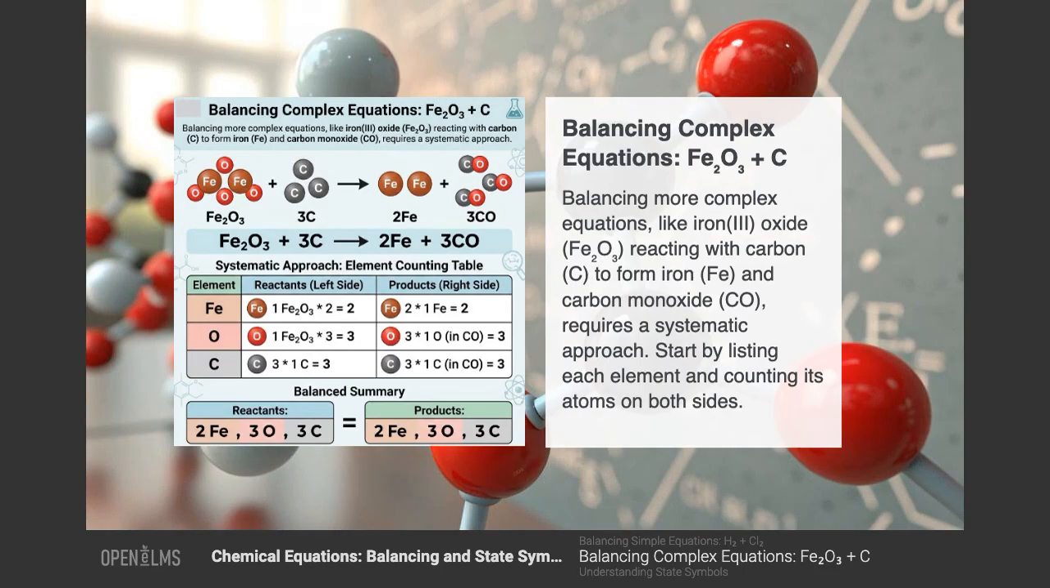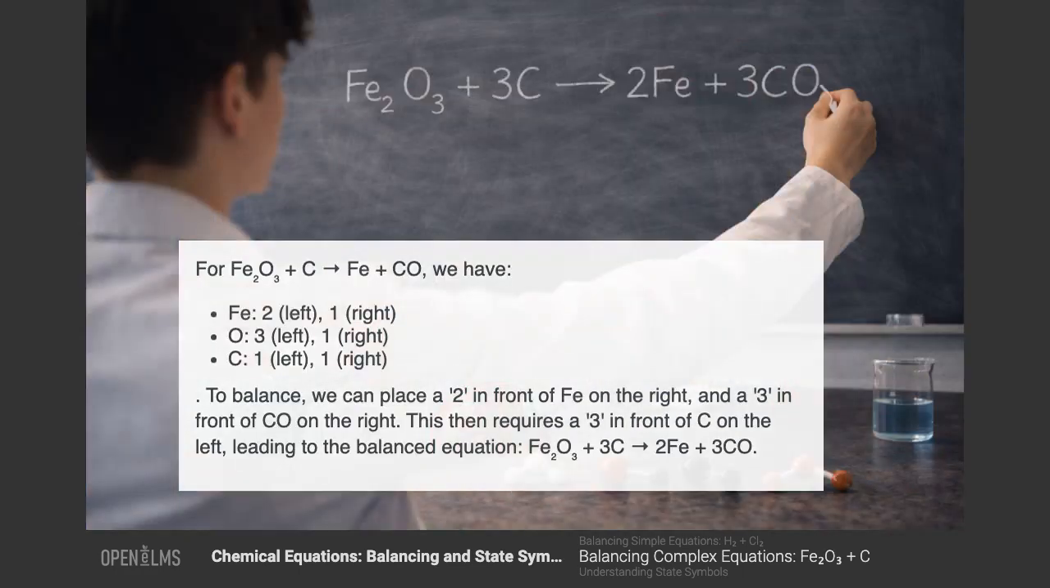Balancing complex equations, Fe2O3 plus C. Balancing more complex equations like iron 3 oxide, Fe2O3, reacting with carbon, C, to form iron, Fe, and carbon monoxide, CO, requires a systematic approach. Start by listing each element and counting its atoms on both sides. For Fe2O3 plus C gives Fe plus CO, we have Fe 2 left, 1 right; O 3 left, 1 right; C 1 left, 1 right. To balance, we can place a 2 in front of Fe on the right, and a 3 in front of CO on the right. This then requires a 3 in front of C on the left, leading to the balanced equation, Fe2O3 plus 3C gives 2Fe plus 3CO.